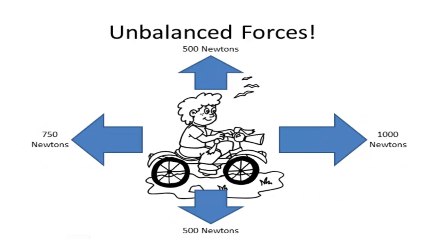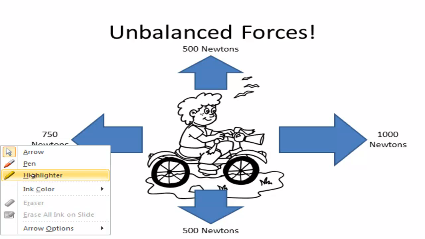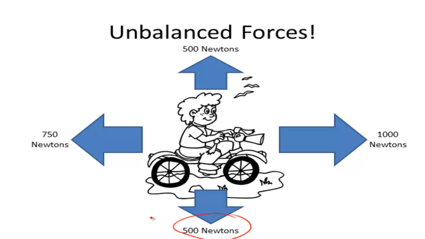What if, though, we increase the driving force? So you'll see in this situation that the gravitational force down here is still 500 newtons. The normal force pushing upwards is still 500 newtons. The frictional force is still 750 newtons, but what we have done is we have increased our driving force to 1000 newtons.